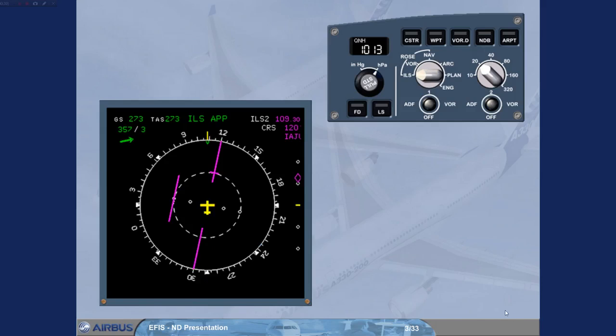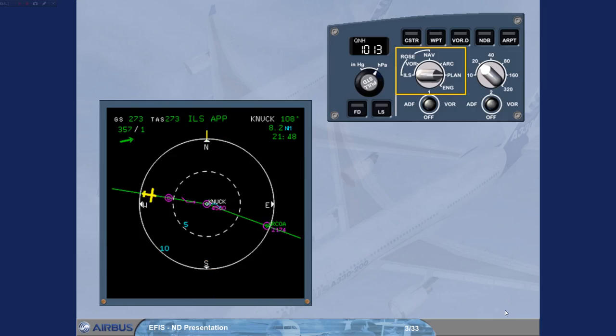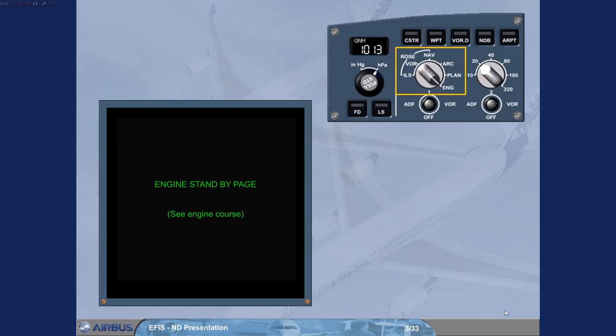There are 5 navigation display modes available on the ND. They are selected by the mode selector on the EFIS control panel. In addition, an engine display mode presents the engine parameters. It is used in some ECAM failure cases.